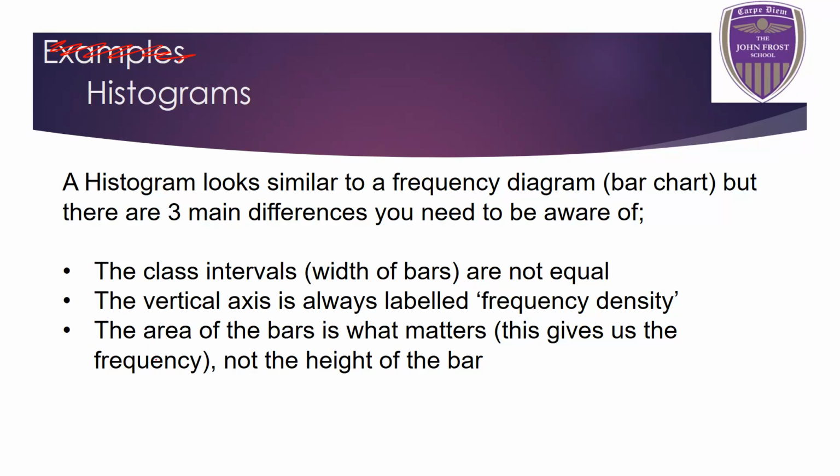And normally in a bar chart, if we were looking for the frequency in a frequency diagram, we would look at the height of the bar to give us the frequency. But a histogram is different. It's the area of the bars which is what matters. This gives us the frequency, not the height of the bar. So if we want to work out the frequency of one of the groups, we need to find the area of the bar. Which will make a little bit more sense now.